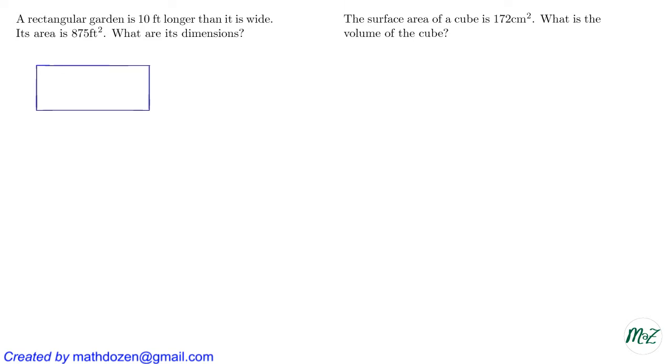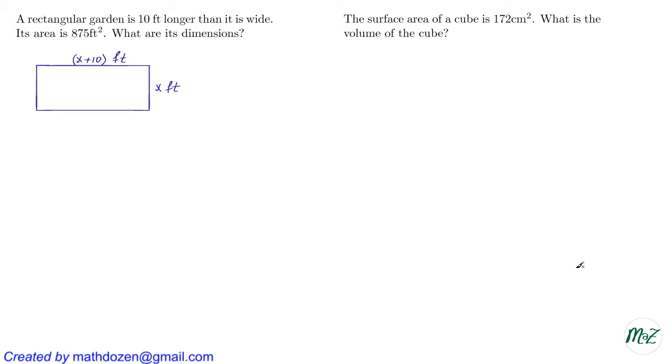So we'll start by making a sketch of this rectangular garden. If we start by denoting the width of the garden as being x feet, well, we don't know the width, so that's why we denote it by some variable. So we choose x for the name of the variable. And so if the width is x feet, then the length is going to be 10 feet longer, so it's x plus 10 feet for the length.